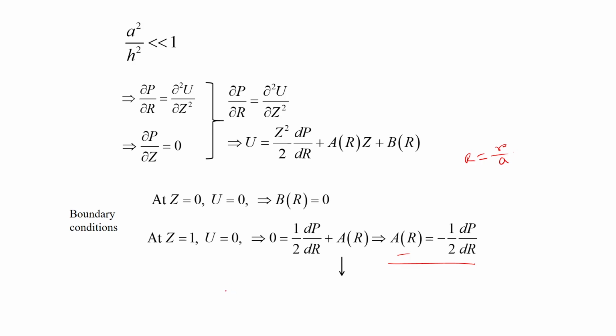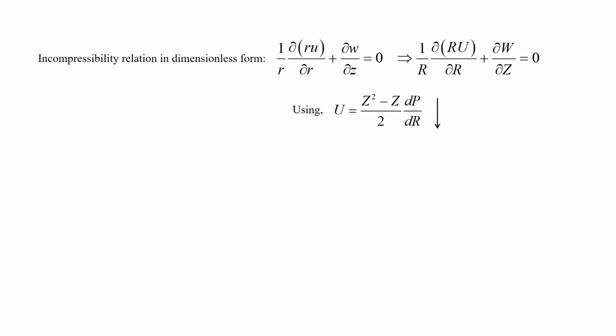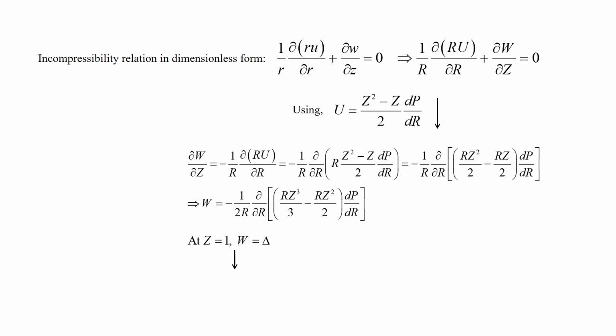So, that we can deduce like this, and therefore let me write down the expression for u. We will have u equal to z square by 2, let us say I write it as dp by dr into 1 by t, into z square minus z. This is the expression that we have, and we are using this incompressibility relation, and this is the non-dimensional form of that, and from there we can get w also by integration.